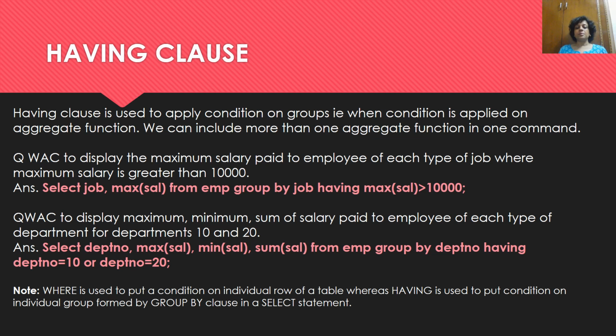To display maximum, minimum and sum of salary paid to employees of each department for department numbers 10 and 20, the command would be: SELECT deptno, MAX(sal), MIN(sal), SUM(sal) FROM M GROUP BY deptno HAVING deptno = 10 OR deptno = 20. WHERE is used to put a condition on an individual row of a table, whereas HAVING is used to put a condition on individual groups formed by the GROUP BY clause in a SELECT statement. So be careful while using HAVING and WHERE clauses.